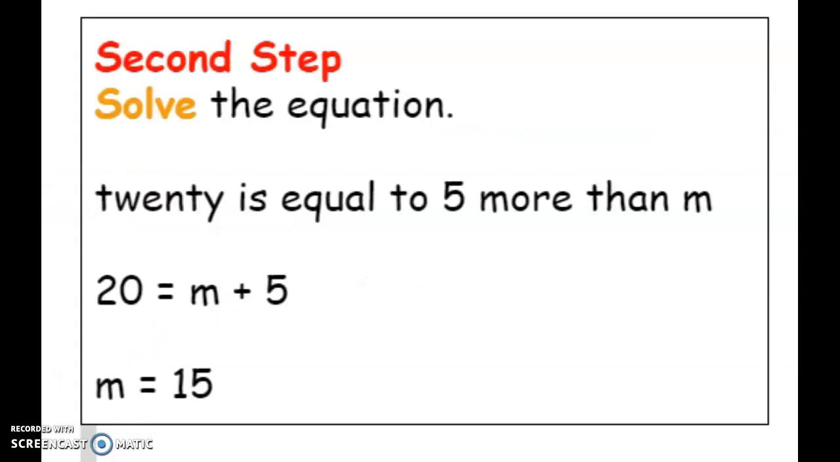Our second step is to solve the equation. In the first step, we took the words 20 is equal to 5 more than m and turned it into 20 equals m plus 5. Now we have to solve. What is m? What would m be to make that equation true? Well, we know that if we put 15 in there, that would make it true. Always check to make sure that that is correct, and you'll see that in the following example.